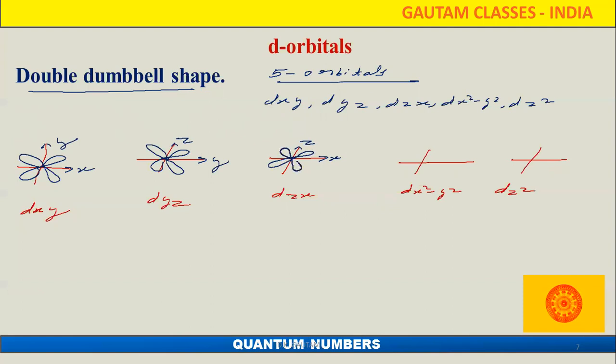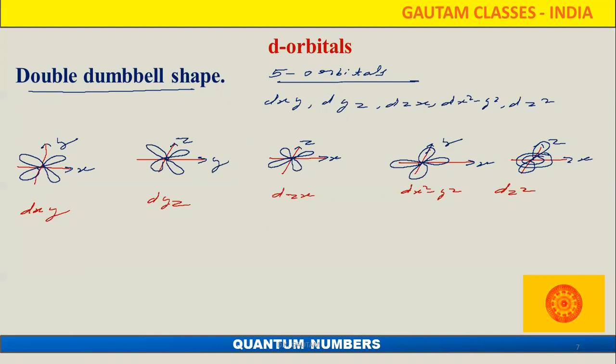I hope you are understanding properly how we draw the orbital diagrams. For the dx square y square, I am considering that one the x-axis and this one the y-axis. For the dz square, I am considering this one the z-axis and this one the x-axis. So we can draw like that, and here we make two circles like this. That is our dz square orbital.